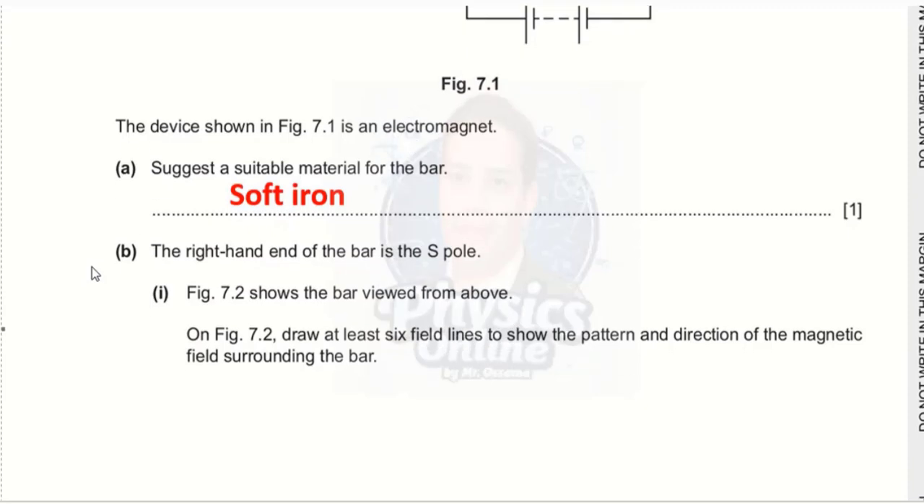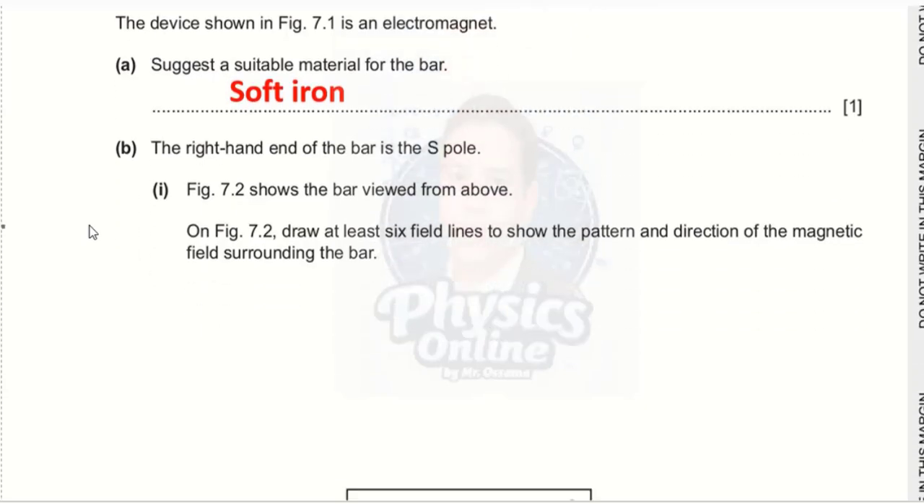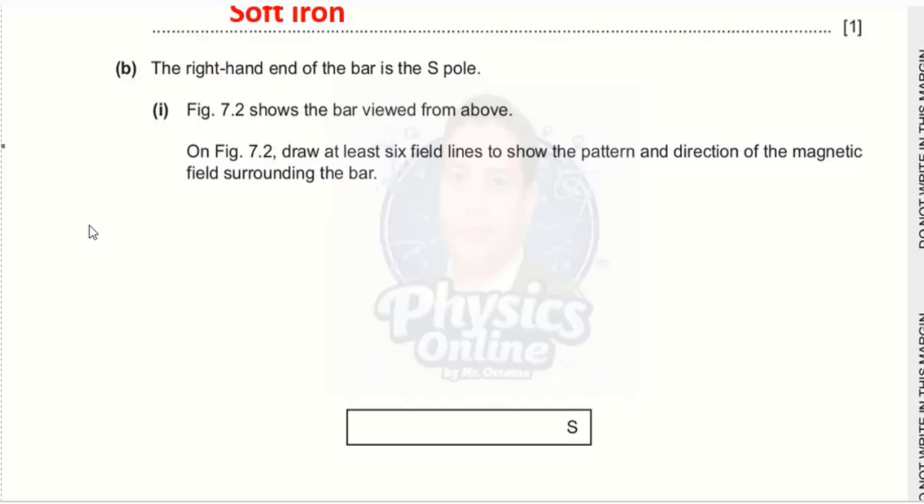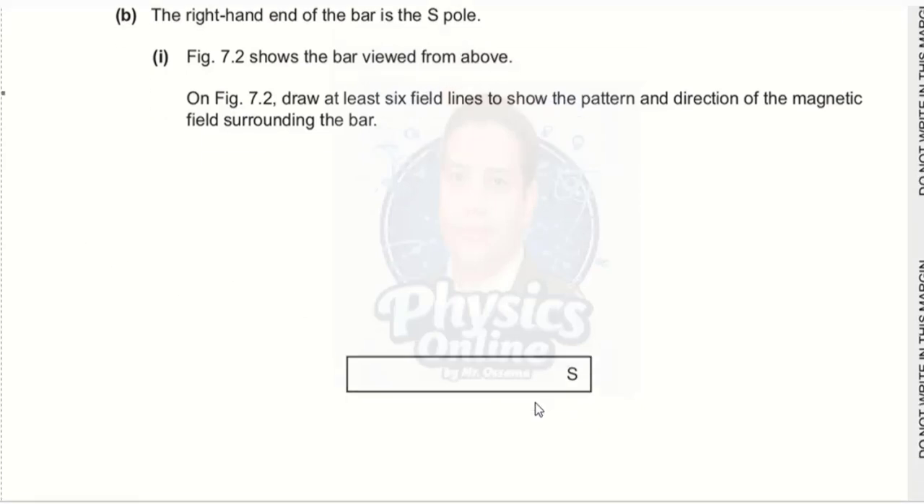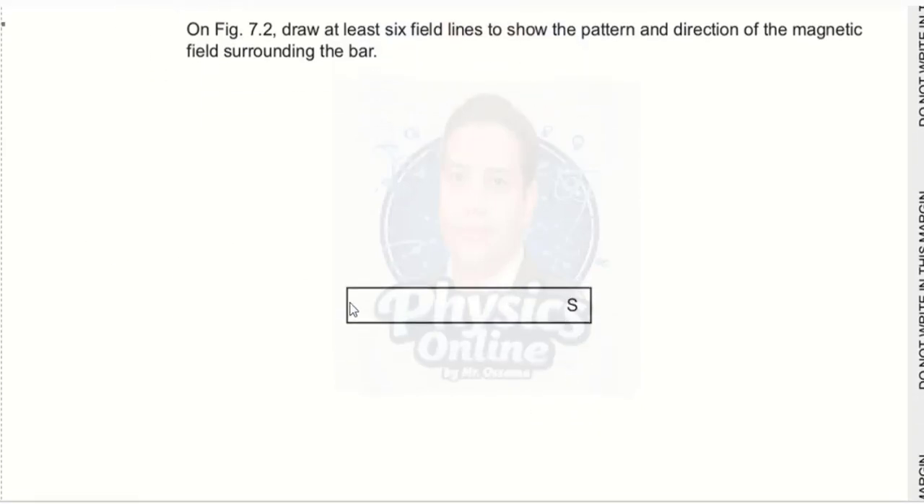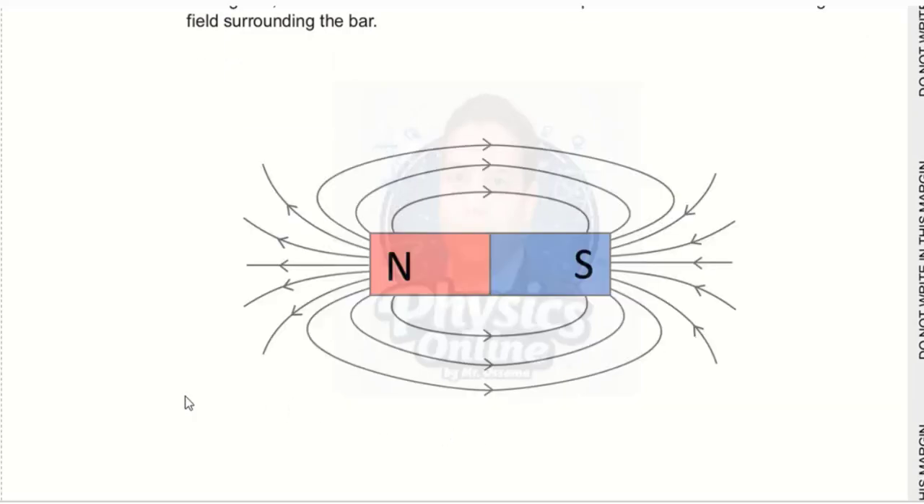The right hand end of the bar is the south pole. Figure 7.1 shows the bar viewed from above. On figure 7.2, draw at least 6 field lines to show the pattern and direction of the magnetic field surrounding it. This is the south pole, so this should be the north pole. And magnetic field lines go out from north to south, so it looks like this.